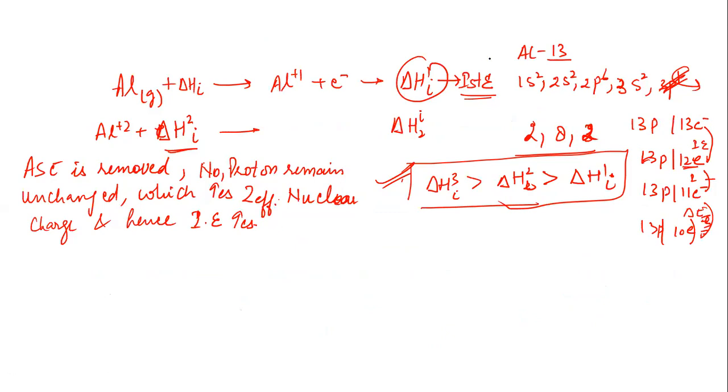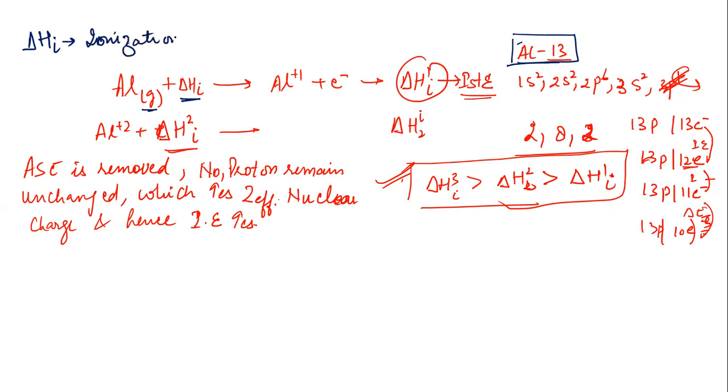Now, this is the example. I have taken the example of aluminium. You can clearly see this is aluminium. The atomic number of aluminium is 13. Now, aluminium I have converted into gas. I boil the aluminium and it is converted into gas. Now, first ionization, that is delta Hi. Delta Hi means ionization enthalpy.